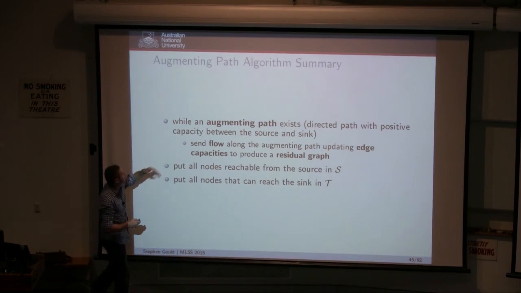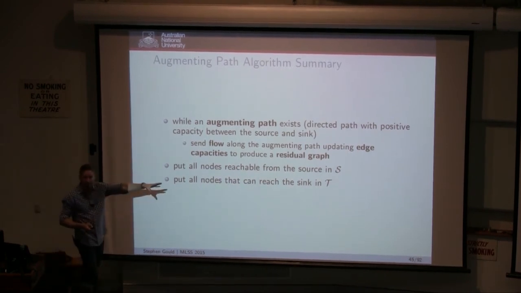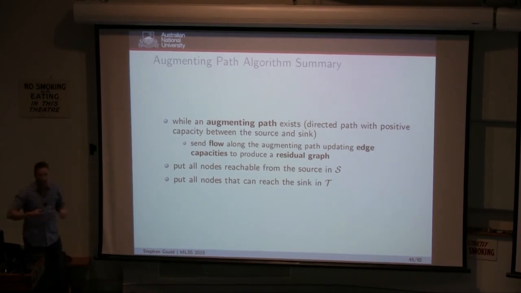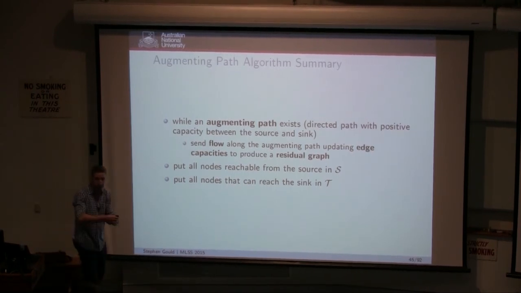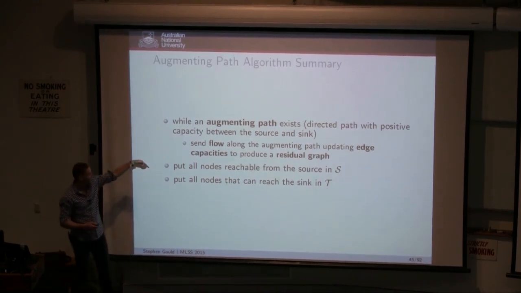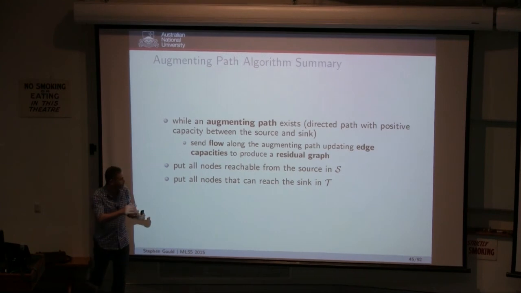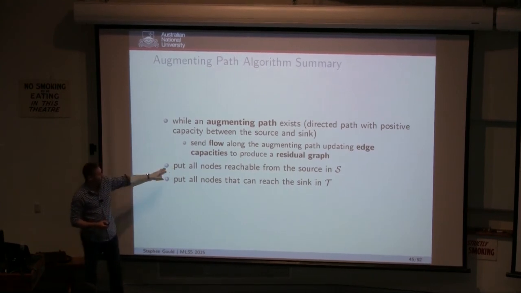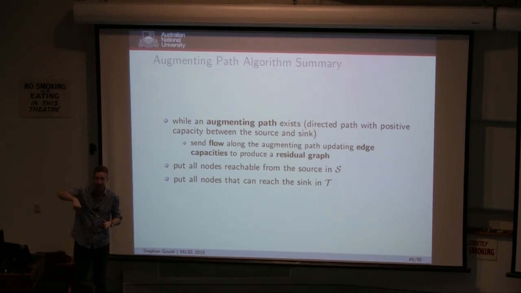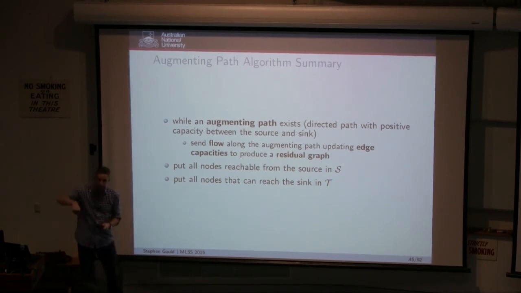Okay, so here's a summary of the augmenting path algorithm. While an augmenting path exists, you send as much flow as you can through that augmenting path, and update the edge capacities to produce a residual graph, a new graph with updated capacities. You keep iterating until there are no augmenting paths. Once you've sent as much flow as you can, you look for all nodes that are reachable from S, that have a path from S to the node with residual capacity. Those nodes go into the S set. All the nodes that can reach T go into the T set, and that gives you your cut.